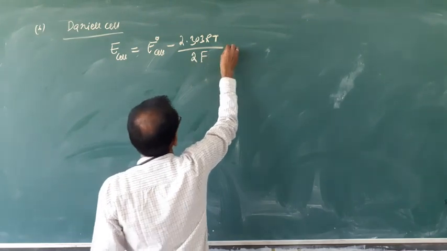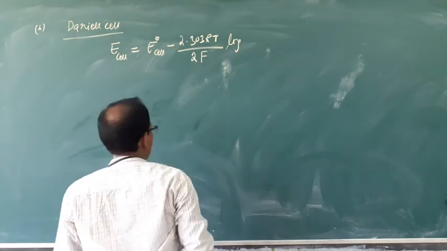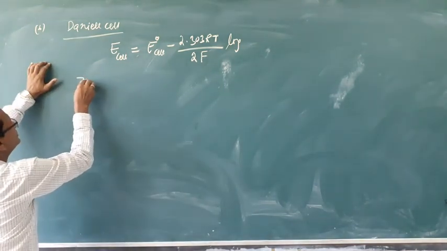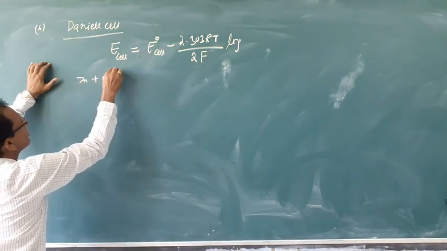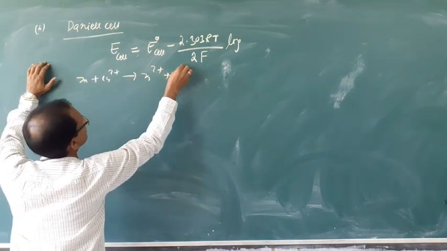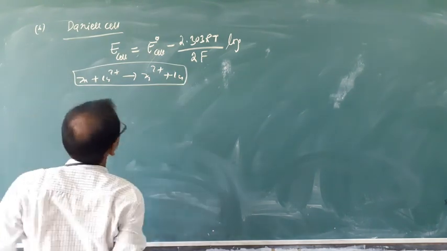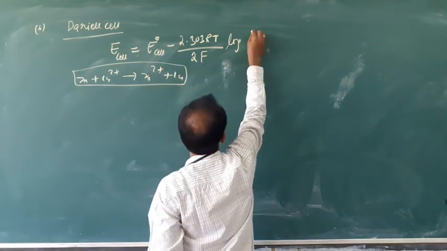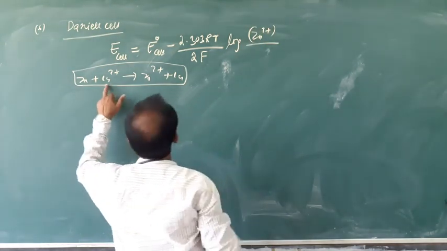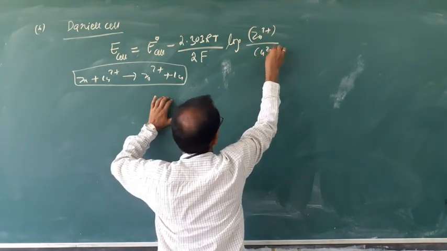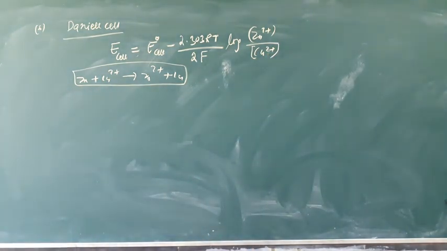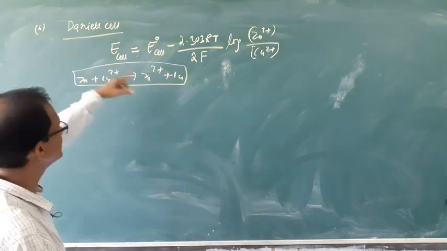(2F) log of anodic ion in the Daniell cell. The reaction is like this: zinc plus copper ion changes to Zn2 plus and copper. This is the final reaction of the Daniell cell. So the anodic ion is zinc to copper ion. So this is the Nernst equation of the Daniell cell.